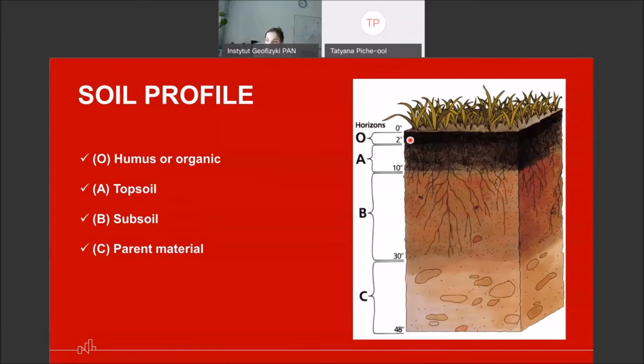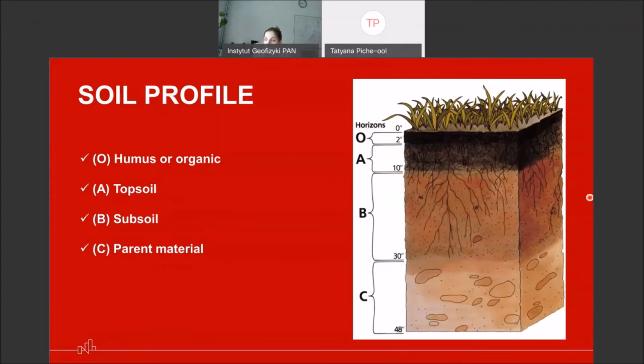So we have letter O, A, B, C, E, R. When we put those horizons together, they form a soil profile. A soil profile is sort of a biography of a particular soil. Most soils have three major horizons, which are A, B, and C, and some also have this organic horizon.